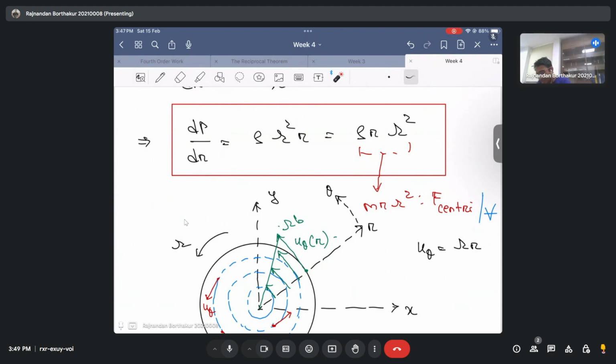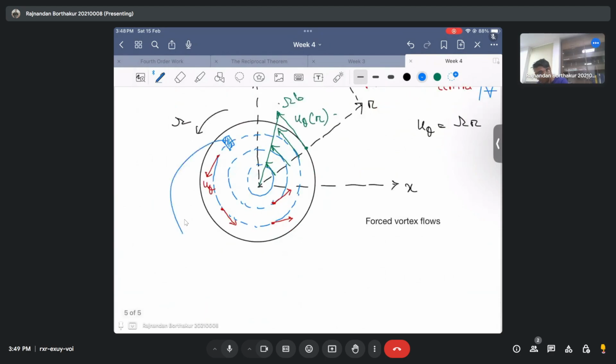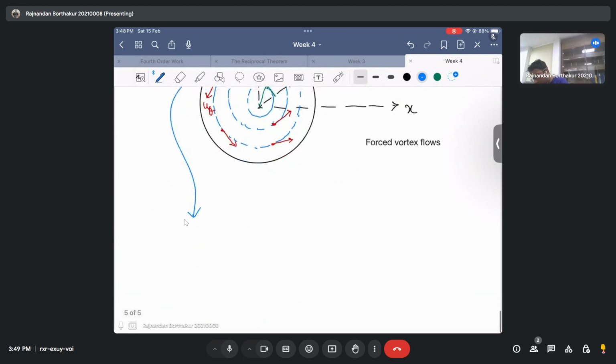And you can actually prove this by drawing, let's say I'm considering a fluid element, which is somewhere here. Okay, let's say I'm considering this fluid element, and if I zoom into this fluid element, it would look something like this.